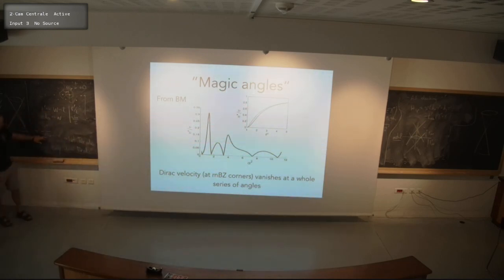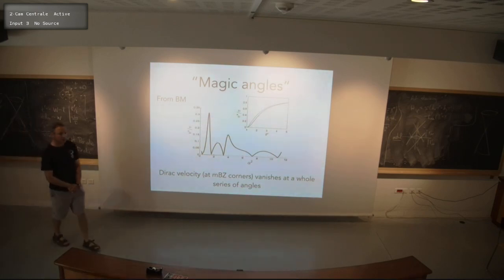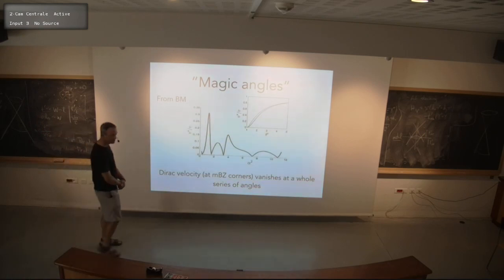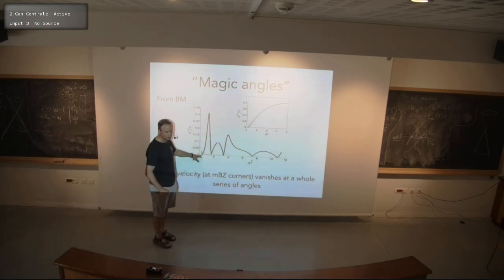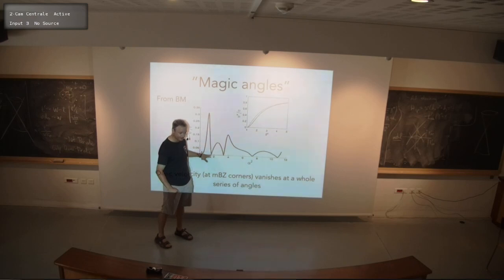Because alpha, sorry, I wrote it. Alpha is T prime over v k theta. K theta is linear in theta, so it's 1 over theta. So the smallest angle? This is already 1 degree, and these are smaller than 1 degree. Yeah, okay, and those are not seen, maybe.